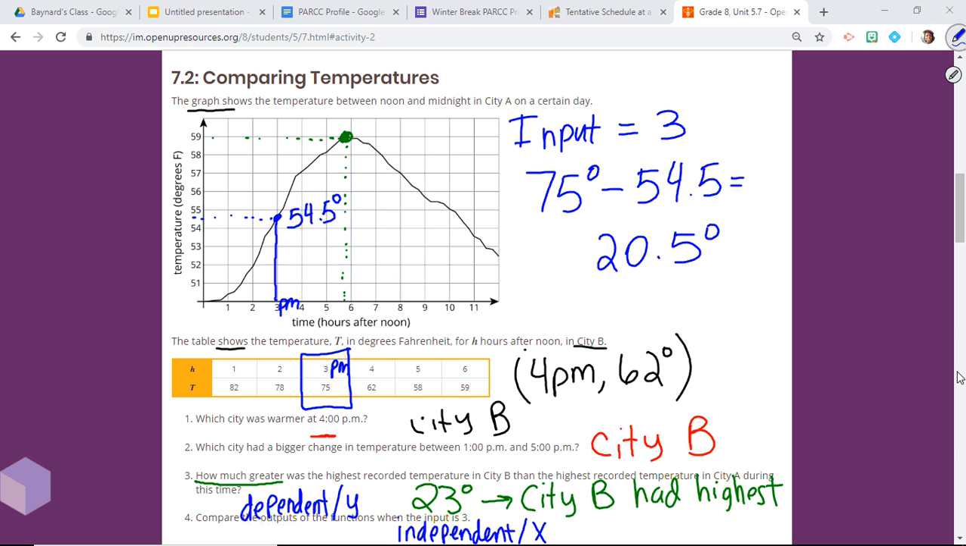So just remember that when you are comparing different functions, we can compare tables and graphs, we can compare equations and tables, a story and a graph, so all those different representations we can use to compare various functions.